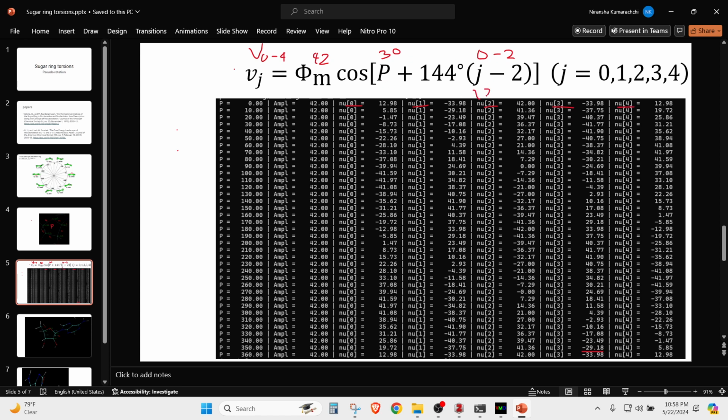Plugging in 1, 2, 3, 4, and 0, for all P from 0 to 360, here. So for P from 0 to 360, we can get different mu0, mu1, mu2, mu3, and mu4 values, right? Okay, I'm going to undo this.